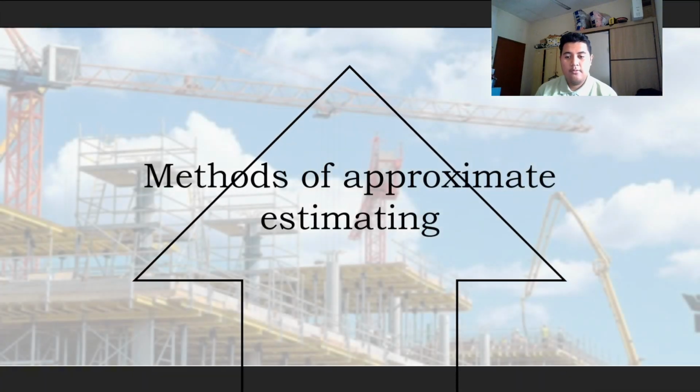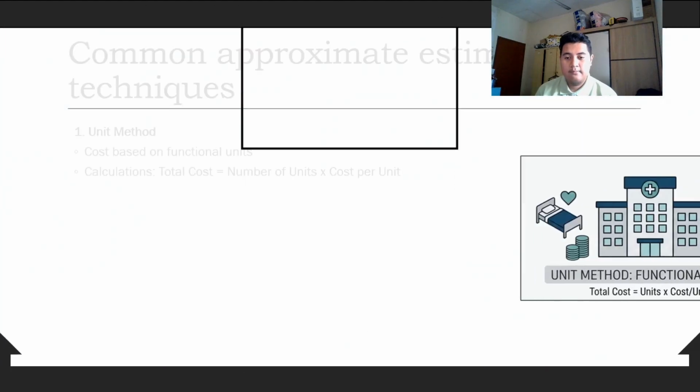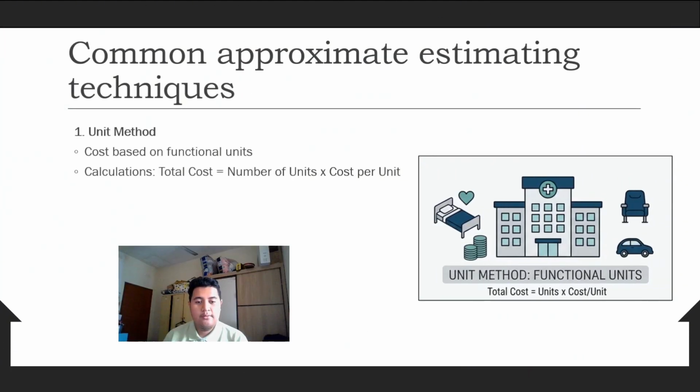Okay, let's move on to the methods of approximate estimating. Let's start with the unit method. This approach determines the project cost based entirely on functional units, such as the number of beds in a hospital, seats in a cinema, or students in a school. The calculation is very straightforward. We simply multiply the total number of units by the cost per unit to arrive at a quick baseline figure.